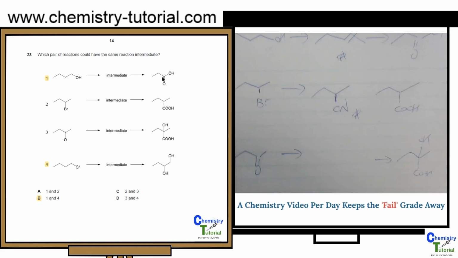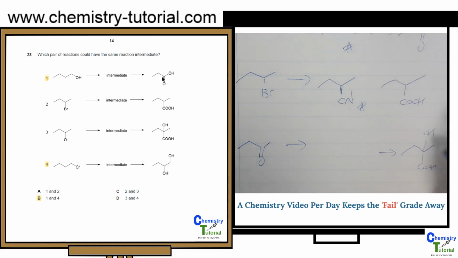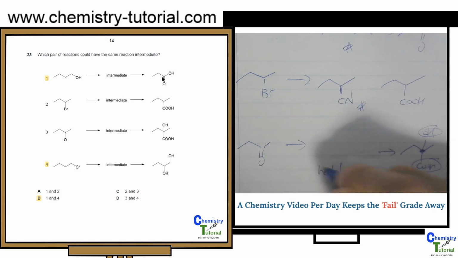Now this is something that you have to pay attention to. Whenever you have a carboxylic acid and OH on the same carbon, this should signal to you that the intermediate itself is what we call a cyanohydrin. Cyanohydrin. Cyano means you have CN, hydrin means you have OH.